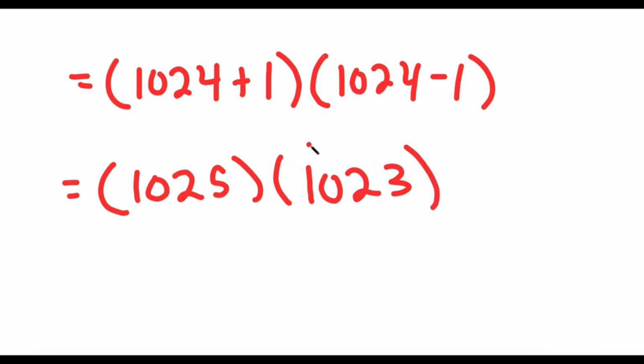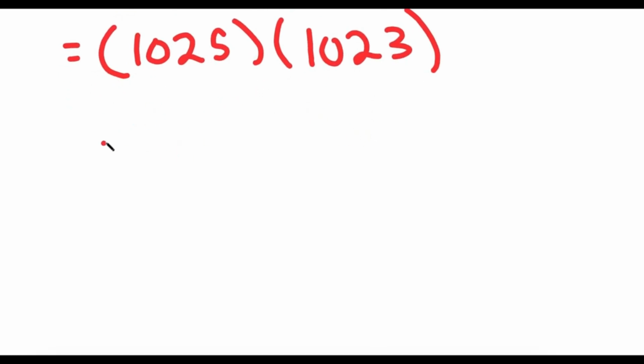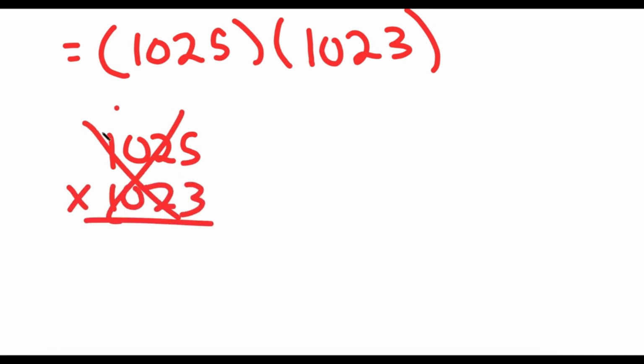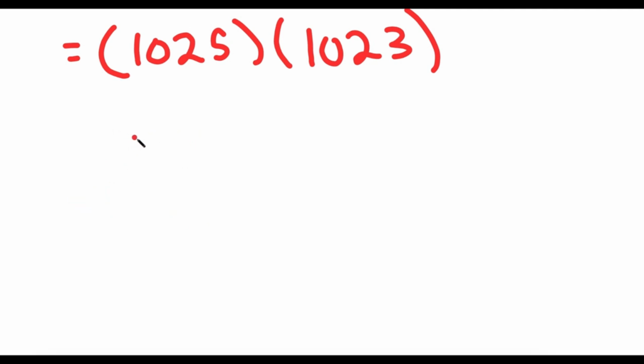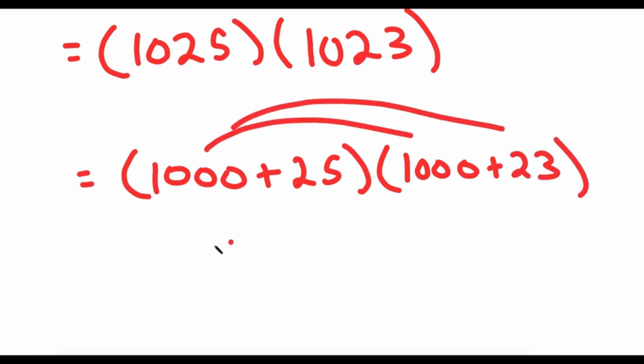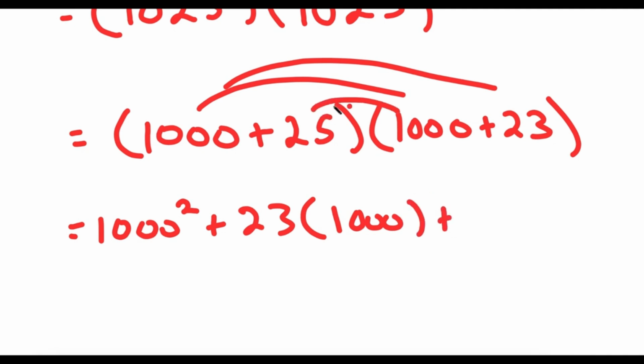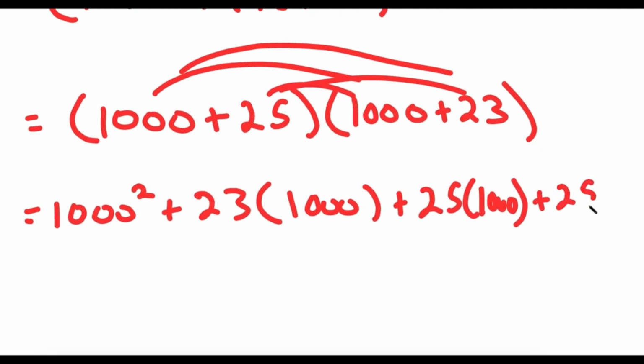So now I have 1025 times 1023, and to multiply these two, I'm not just going to do it using the basic multiplication method because this takes way too long. Instead, I'm going to rewrite this as 1000 plus 25 times 1000 plus 23, and now I can distribute my 1000, so I get 1000 squared plus 23 times 1000, and now I can distribute 25, so I get 25 times 1000 plus 25 times 23.